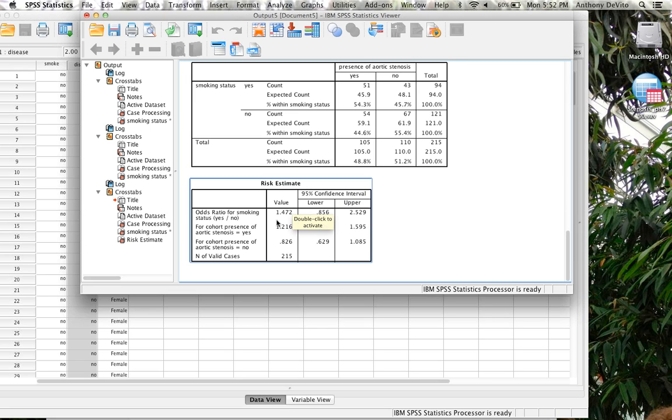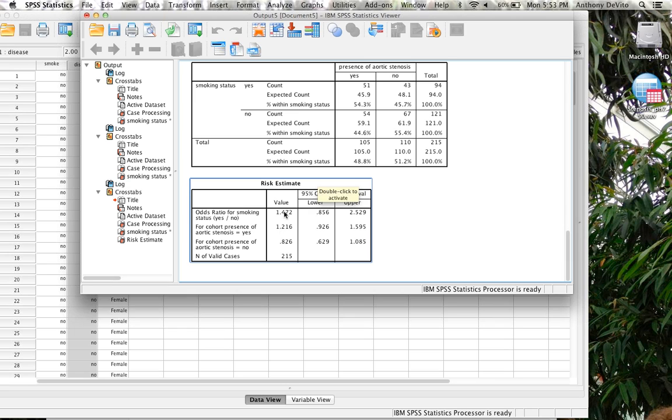1.42472 is going to be my odds ratio. And you can calculate this again. 51 over 43 divided by 54 over 67 is going to come out to be 1.472. Okay, this is your odds ratio. This is your relative risk.